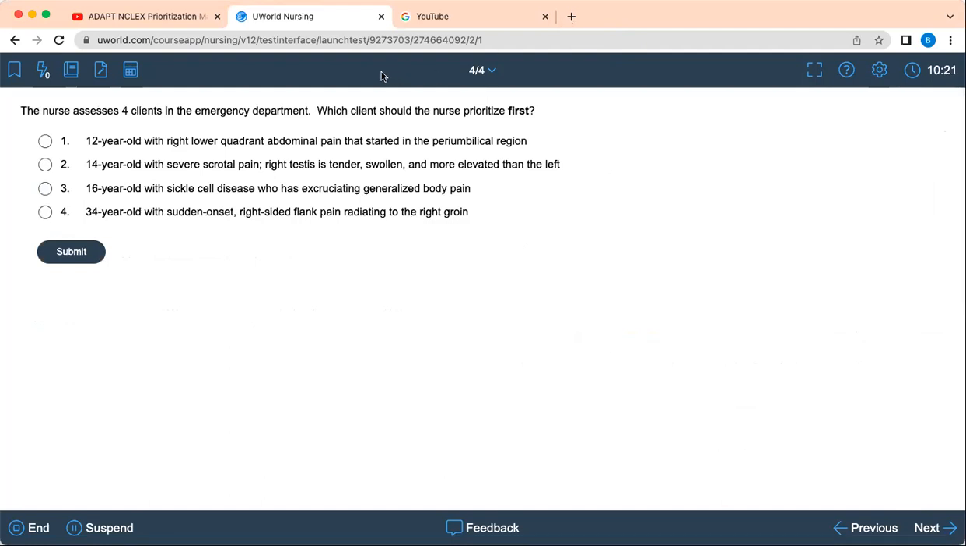the same thing. You have a couple of patients. Who do you prioritize first? 4 patients in the emergency room. Who do you see first? So you're looking for being sharp.